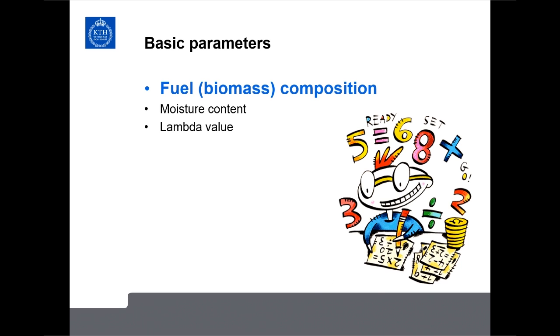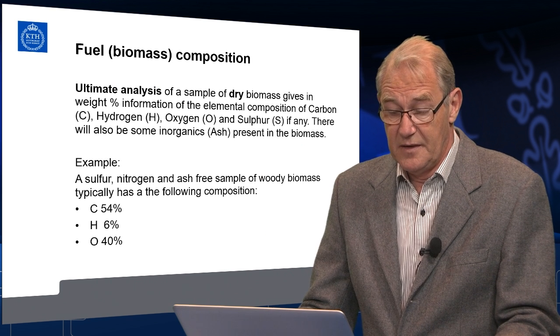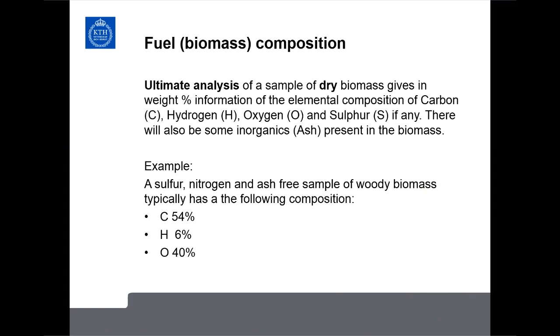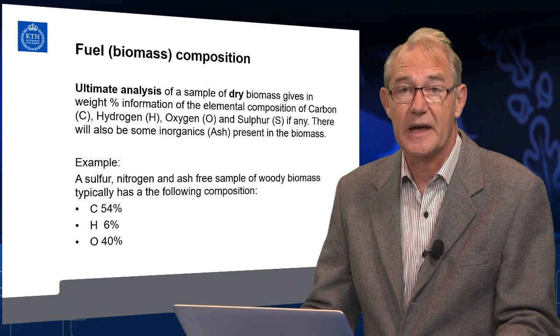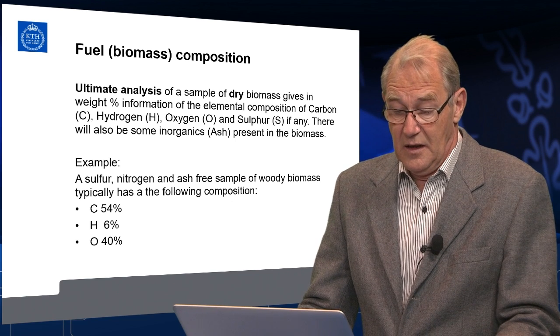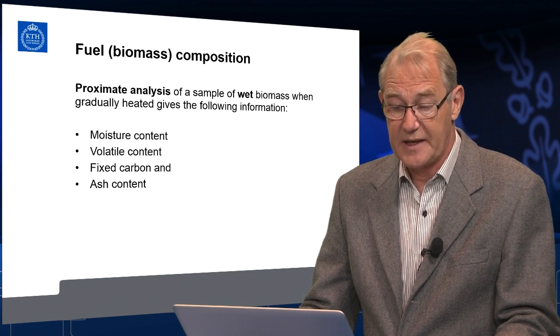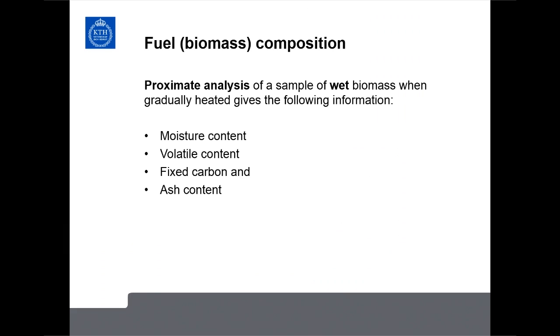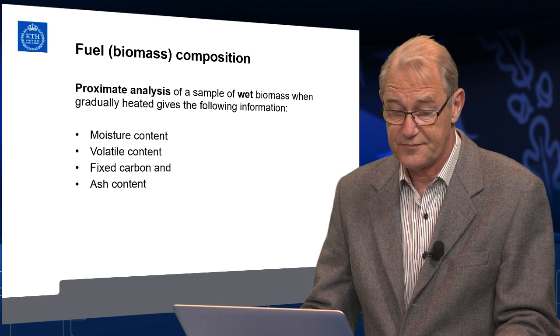Fuel, biomass composition. The biomass consists of mainly carbon, hydrogen and oxygen, and the analysis of the fuel can be done in different ways. We can have it on the dry basis, which then is called the ultimate analysis. And we can have it in approximate analysis, which is on a wet biomass basis. And then in the wet biomass, you also have the moisture content, volatile content, fixed carbon and ash content.